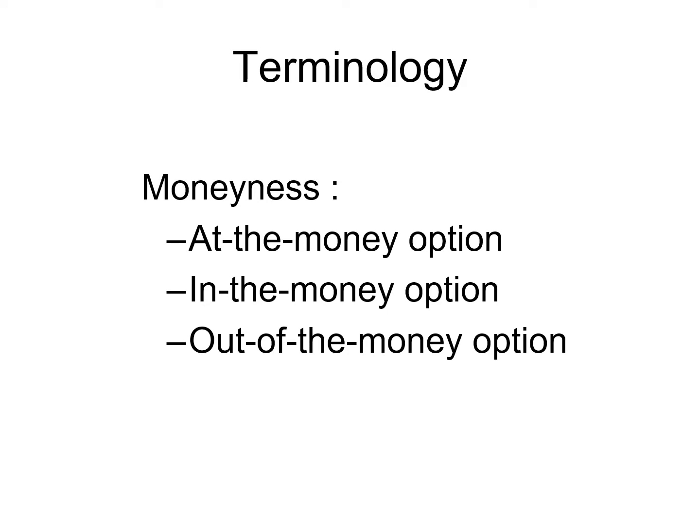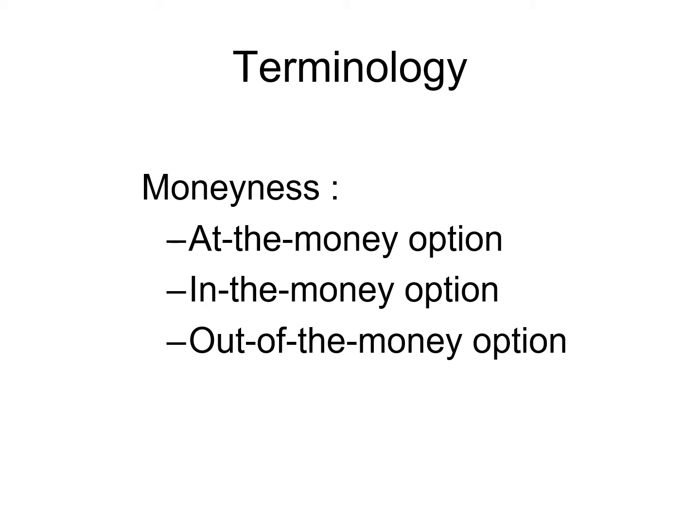There's some more terminology: moneyness, at the money option, in the money option, and out of the money option. An at the money option is one where the price of the underlying is the same as the strike price of the option. And an in the money option is one where, at that price, if you exercise the option, you can make money.